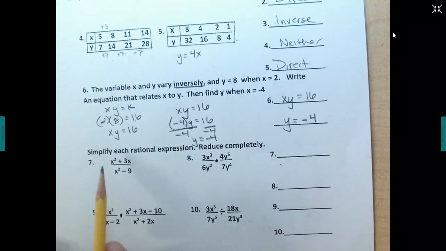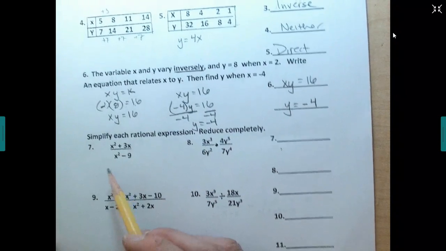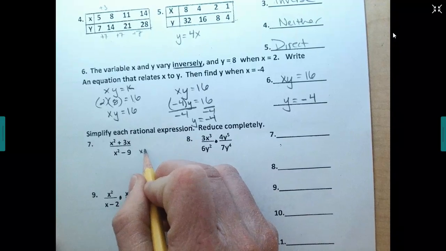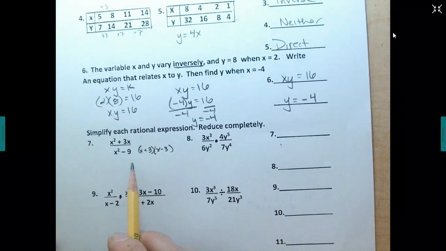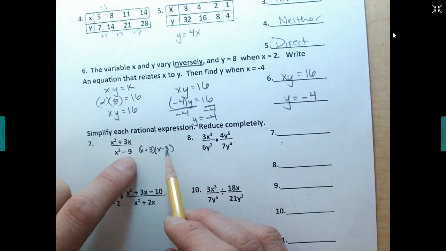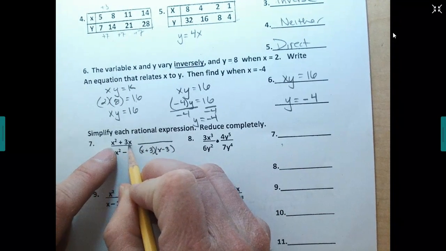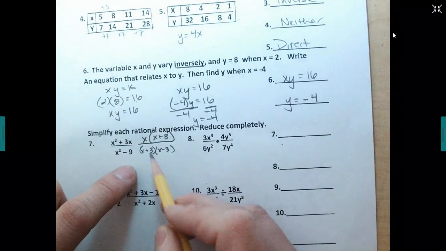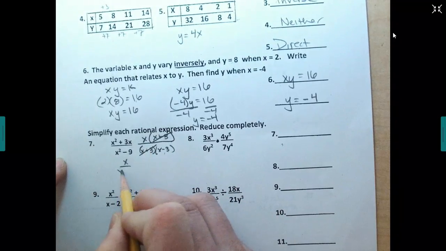All right. Simplify each rational expression, reduce completely. So if you remember, we have perfect square minus perfect square. So this is x plus 3, x minus 3. So that's what I could factor it out to. The square root plus the root, and then the square root minus the square root. And then my numerator, x squared plus 3x, I could pull an x out, and I get x plus 3. And I look, and those two are the same. So I'm left with x over x minus 3.